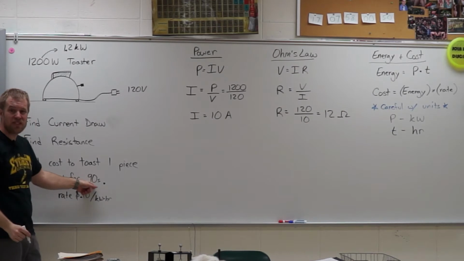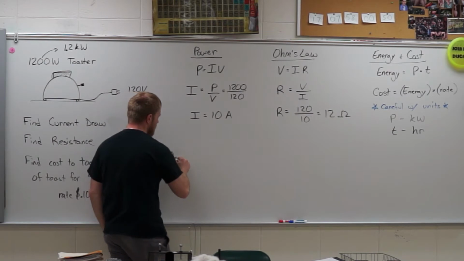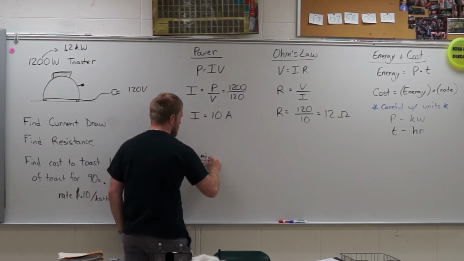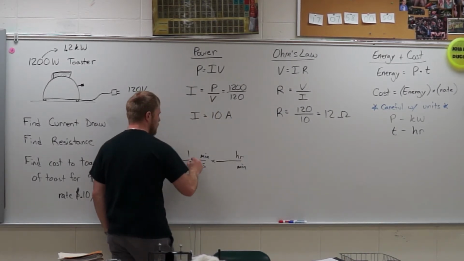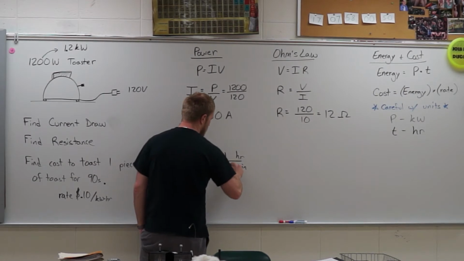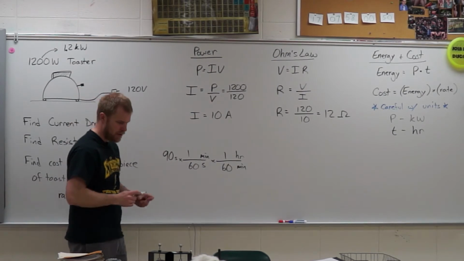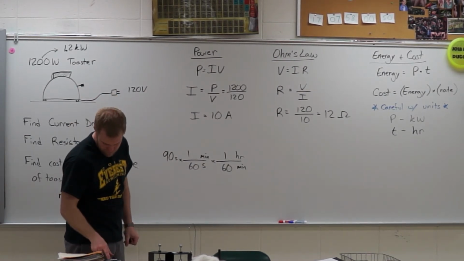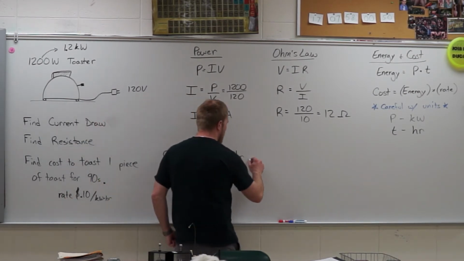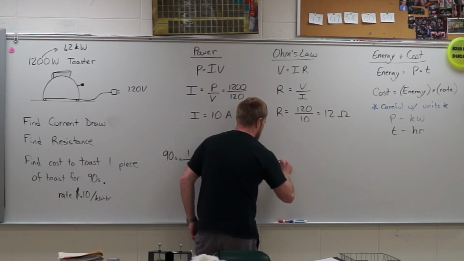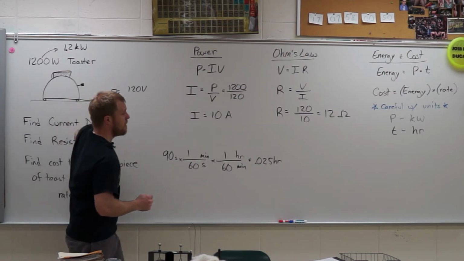I'm also going to have to convert 90 seconds into hours. So 90 seconds, get rid of seconds, go to minutes, get rid of minutes, go to hours. There are 60 seconds in 1 minute, and there are 60 minutes in 1 hour. So 90 divided by 3600 will give me my time. Let me do that out quick for you. That's 0.025 hours. Pretty short time, but you're using quite a bit of power for that short time.